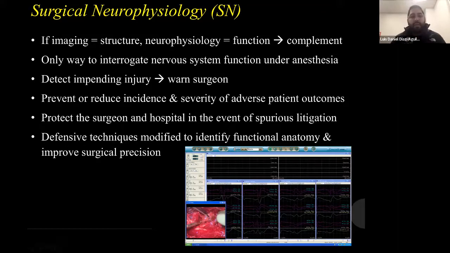through function. And it's really the only way to interrogate the nervous system while the patient is under anesthesia undergoing surgery, allowing us to detect impending injury, warn the surgeon, reduce the incidence and severity of adverse patient outcomes, of course, protect the surgeon and hospital in the event of litigation. It is really a defensive technique which allows us to identify functional anatomy and improve surgical precision.